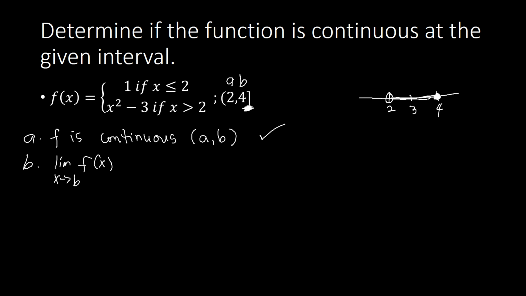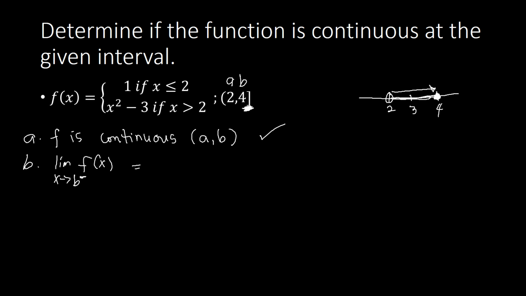the values once we approach our number 4 are going to come from the left side only because our interval says so. We have 2 to 4. We don't have to check beyond that one. So the limit that we are looking for is as x approaches b coming from the left side.